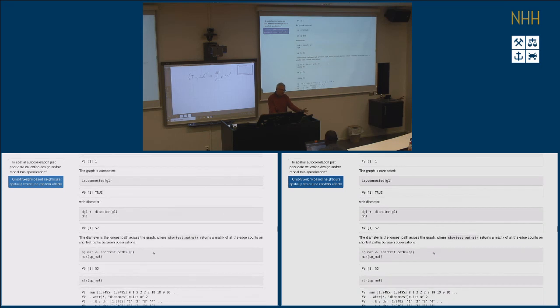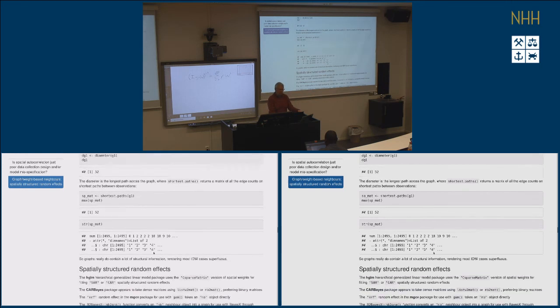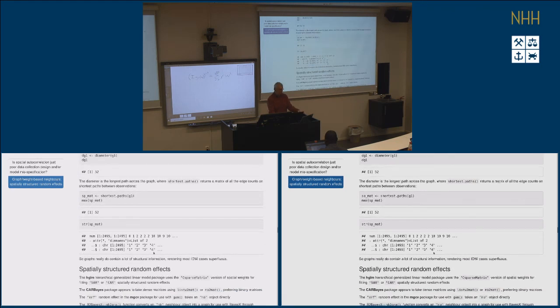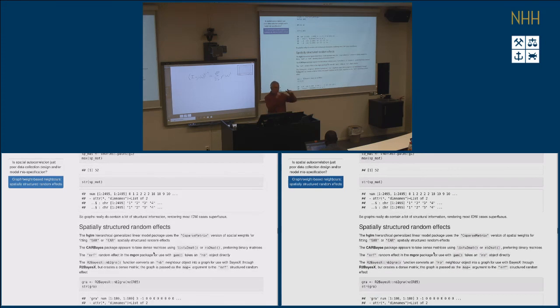And as the graph is connected, we can find the diameter of the graph, 52. That's the shortest path across the whole graph. So it's the diameter of the graph. We can also ask what the maximum shortest path is. This is in a matrix of shortest paths. If we look at the matrix, we can say how many steps you're taking to move across the graph.